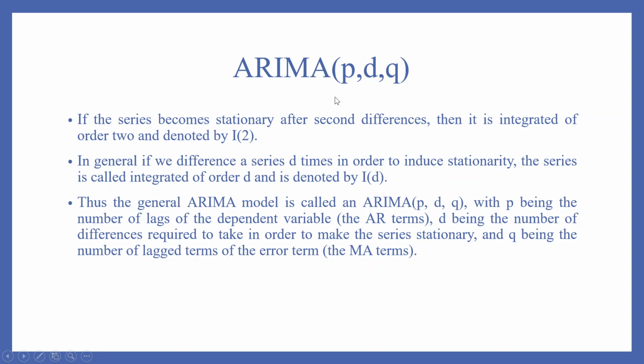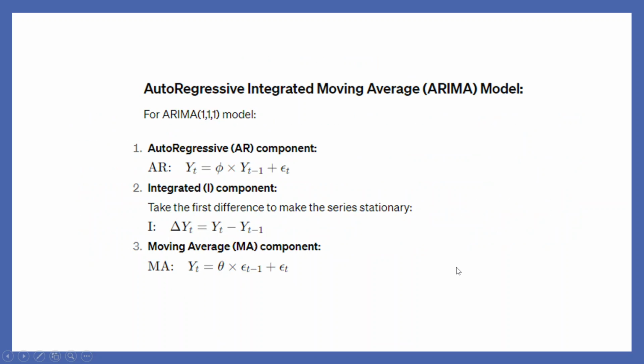So in ARIMA (P, D, Q), P stands for autoregressive, D is the difference, that is, integrated of which order, and Q is for MA. So if the series becomes stationary after second differences, then it is integrated of order 2 and denoted by I2. In general, if we difference a series D times in order to induce stationarity, the series is called integrated of order D and is denoted by ID. Thus, the general ARIMA model is called ARIMA (P, D, Q), with P being the number of lags of the dependent variable, D being the number of differences required to make the series stationary, and Q being the number of lag terms of the error term.